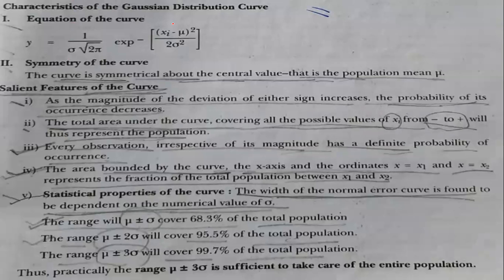Okay, so what are the characteristics of the Gaussian distribution curve? The equation is y is equal to 1 upon sigma square root of 2 pi, exponential raised to minus (xi minus mu) whole square upon 2 sigma square, right? The curve is symmetrical about the central value, that is the population mean, mu.